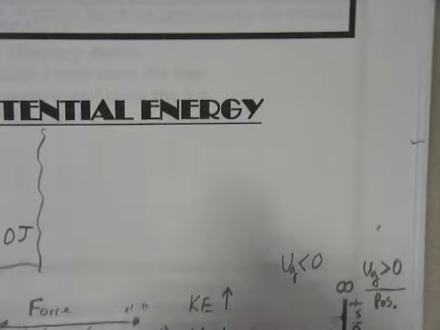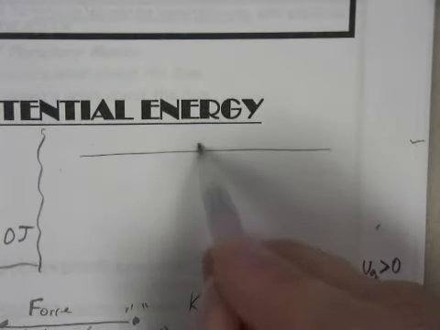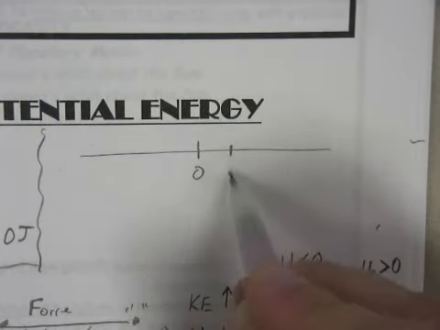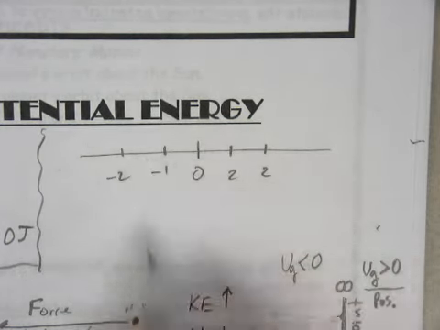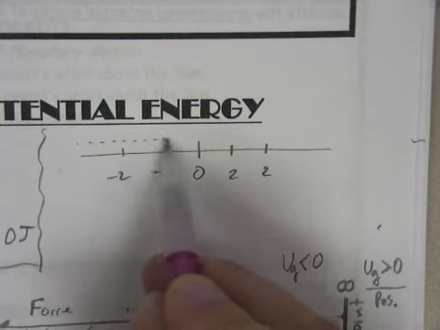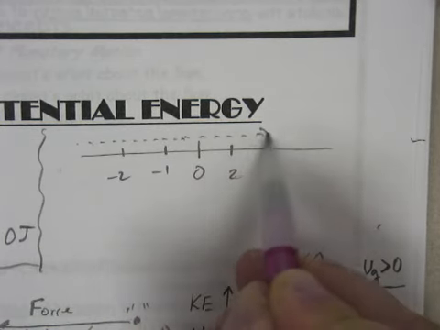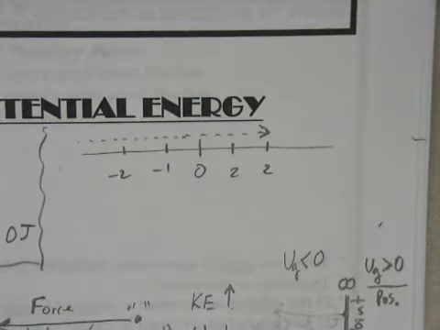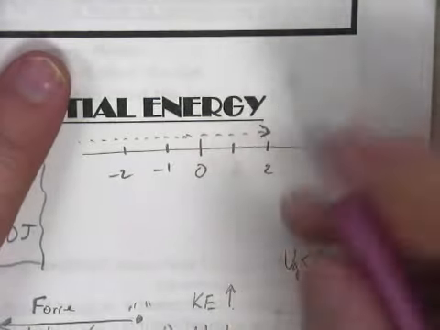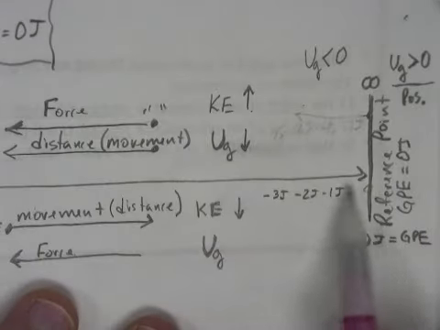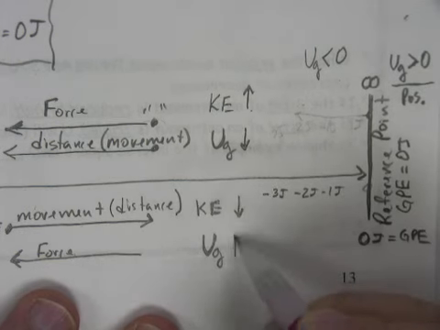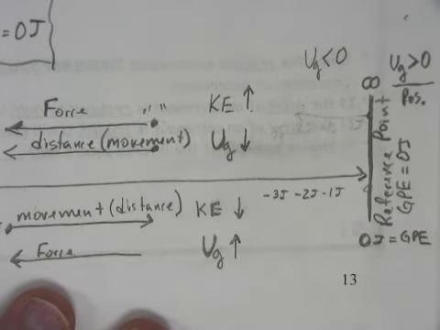But remember, on a number line, if this is 0, and this is 1, and this is 2, and this is negative 1, and negative 2, as you move this way to the right on a number line, your value gets bigger. How about I count correctly? Let's put a 1 right here. Your value gets bigger. Well, there's no difference down here. As you move closer and closer to 0, your value gets bigger. So the gravitational potential energy goes up.